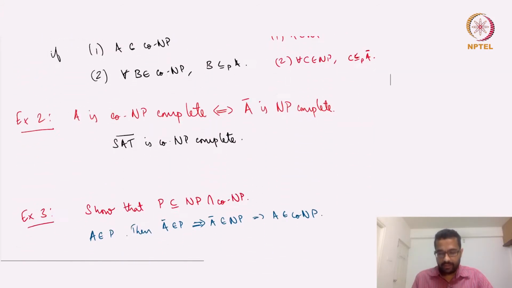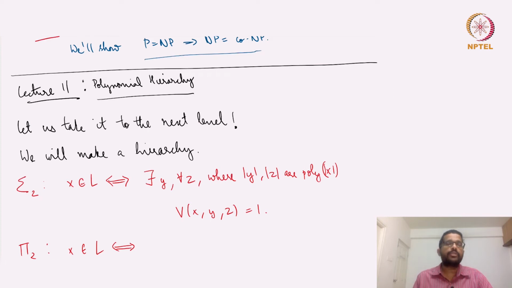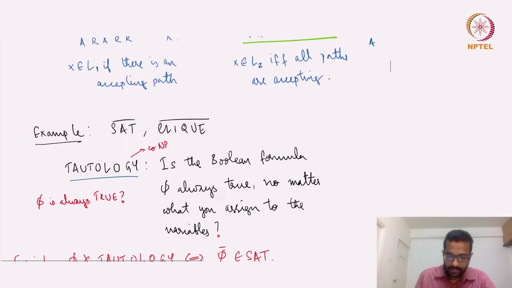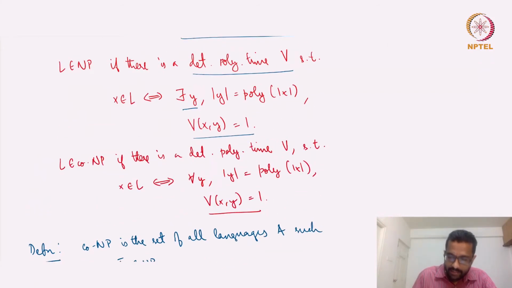So these are the two characterizations of coNP, and today in this lecture we are going to see how this notion can be generalized to form a hierarchy of sorts. This hierarchy is called the polynomial hierarchy. So let us try to take it to the next level. What do we have here? For NP we had the existential quantifier, there exists. For coNP we had the for all.